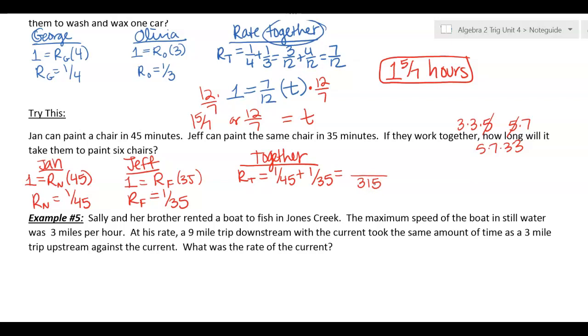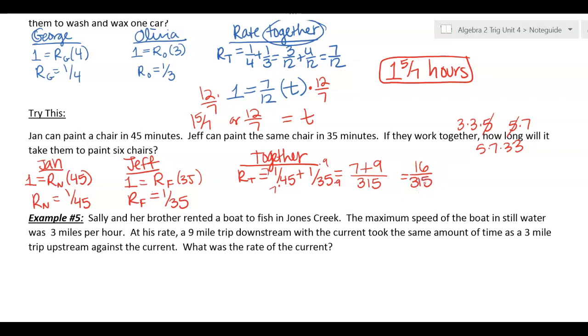And 45 had to be multiplied by 7 to get that. So that's 7 plus 35, in order to get 315, had to be multiplied by 9. So this is 16 over 315.